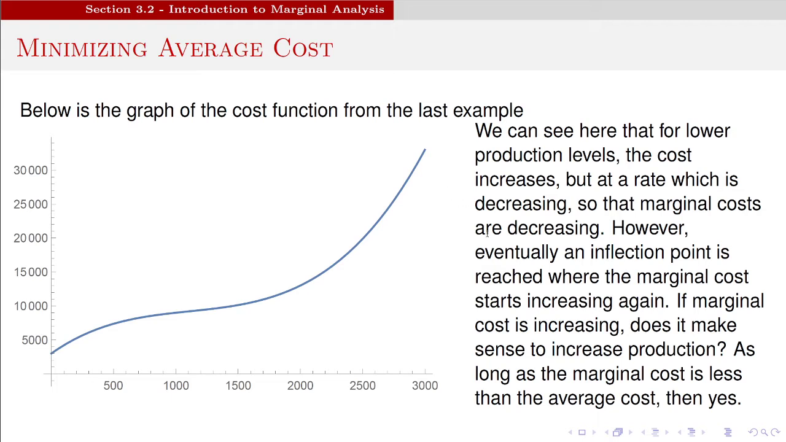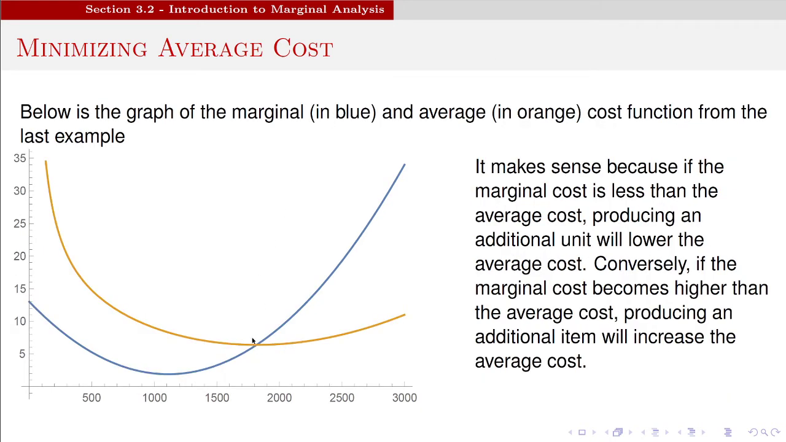So what we're looking for here is, as long as the marginal cost is less than the average cost, to produce the next item will bring down our average cost. So what that means for us is we want to produce until the marginal and average costs are equal.